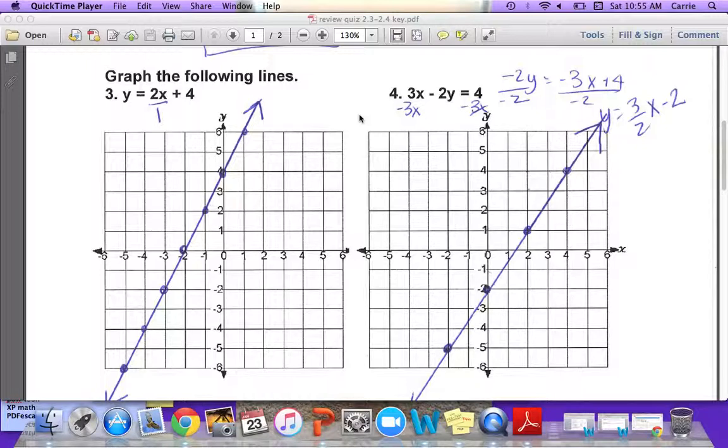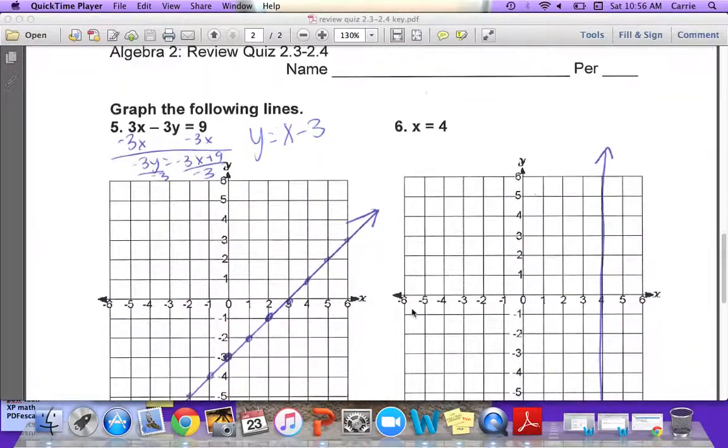For number 4, notice how our equation is in standard form. Again, to graph an equation of a line, it has to be in slope-intercept form, meaning we have to solve the equation out for y. So when we solve it out, we get y equals 3/2 x minus 2. So we start at negative 2 on the y-axis. Our slope is 3/2, so we go up 3 over 2, up 3 over 2, or you can go down 3 over 2.